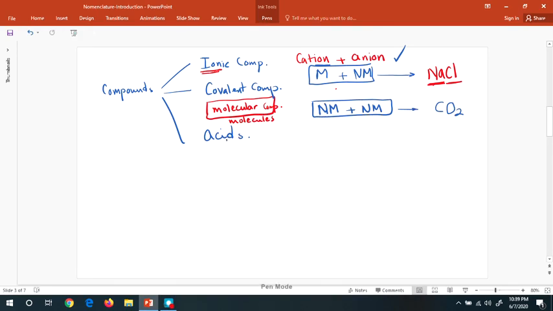How about acids? Acids have the simplest definition in this category. So if we have hydrogen at the beginning of the formula, and after that we have non-metals. So if we have hydrogen at the beginning of the formula, we call it acid. Example for that is like HCl. Let me write it like this.